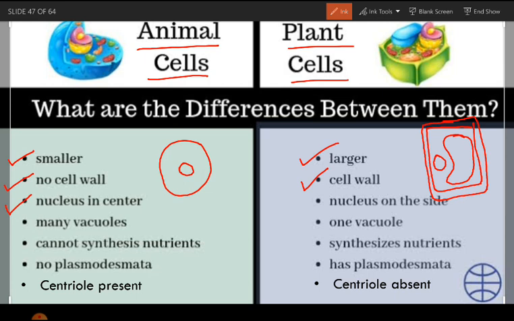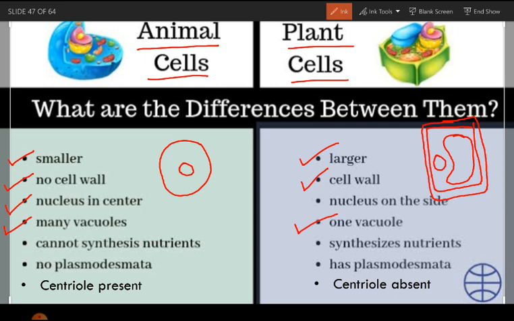in the center. Next we see that the fourth difference is that in an animal cell many small vacuoles are present, while in a plant cell a huge central vacuole is present. Because of this central vacuole, the nucleus is pushed towards the periphery of the cell.